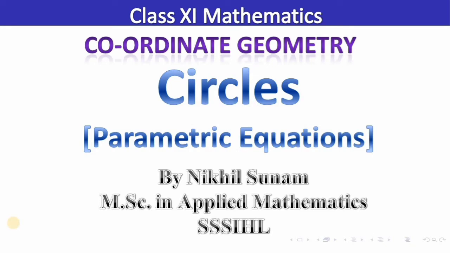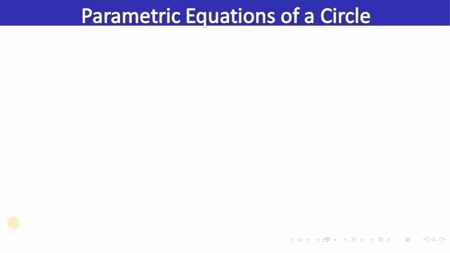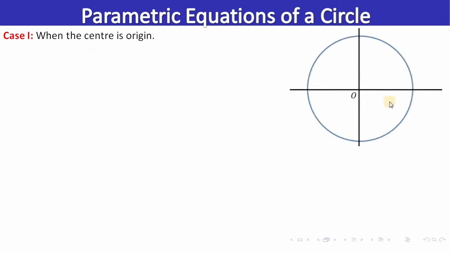Now what am I trying to say? Let's try to understand using this figure. The figure is going to be shown shortly, but before that, let's take the first case. Case one says when the center is origin. We know that the center can be origin or any other point than origin, for example h comma k. So here I'm taking the first case to be when the center is origin. Let me show you the diagram. As you can clearly see, the center is origin out here.